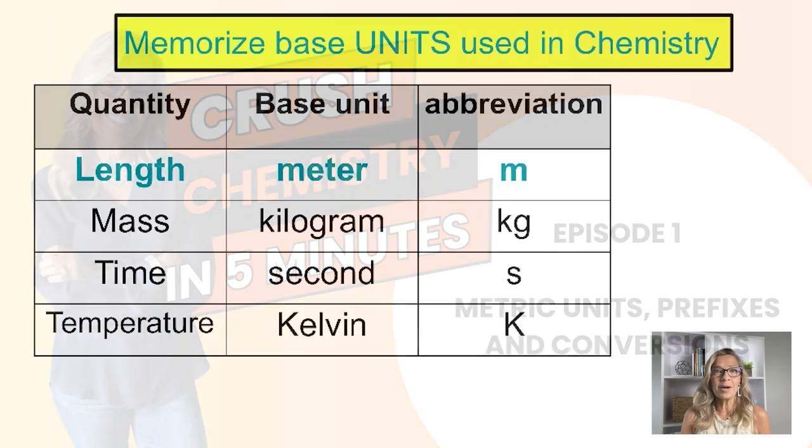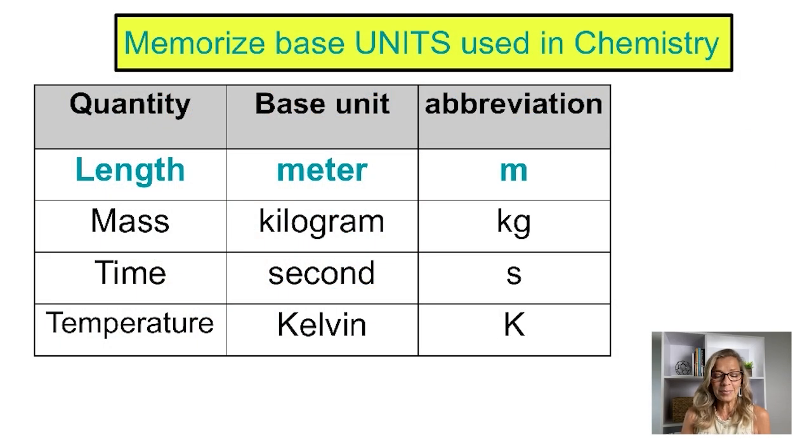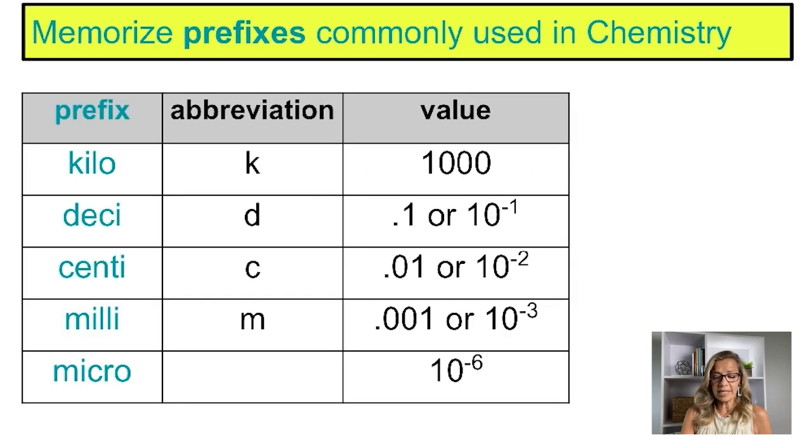What do you need to know about the metric or SI system? You need to know the base units. You need to just memorize those. Length is meters, mass is kilogram, not gram, time is seconds, and temperature is Kelvin. We'll talk about that later in the year. So the SI system, metric system, same thing.